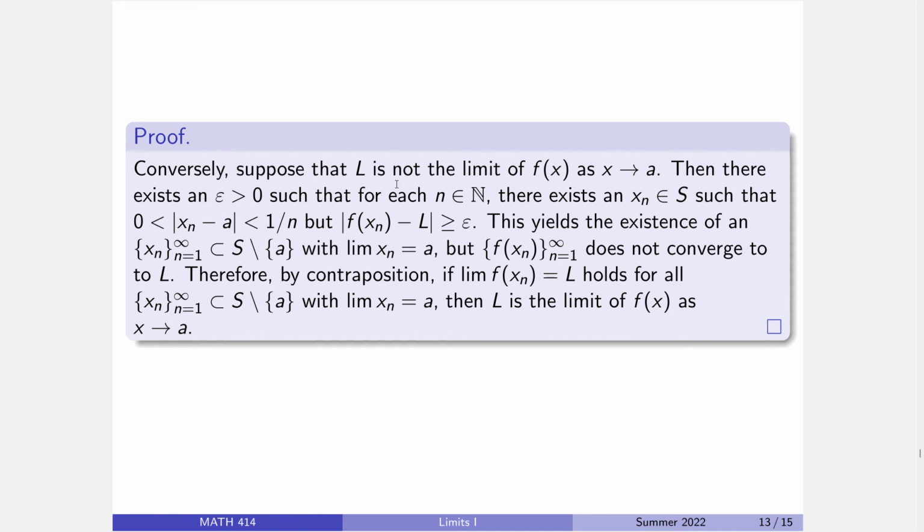So, there we go. If we're not the limit, we can find a bad sequence. So if every sequence works, it's got to be that the limit is working. Right? Because if the limit doesn't work, we can find a bad sequence. Beautiful.